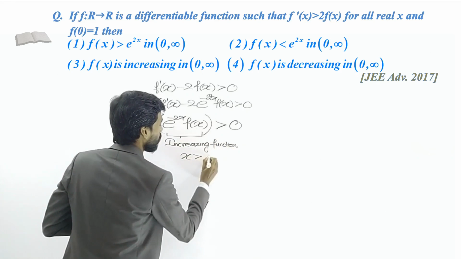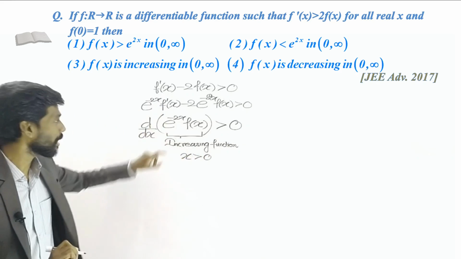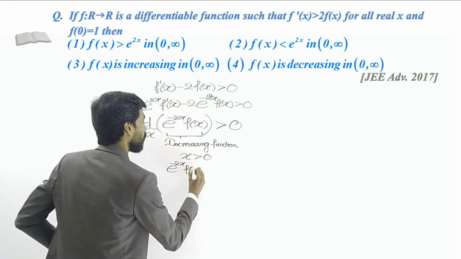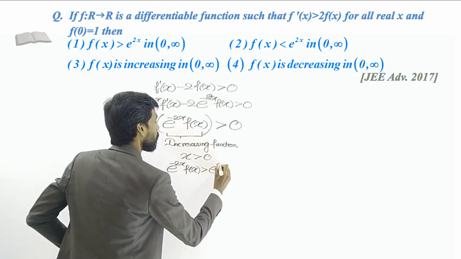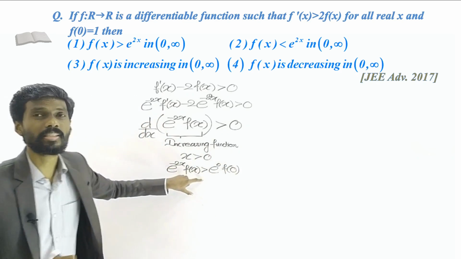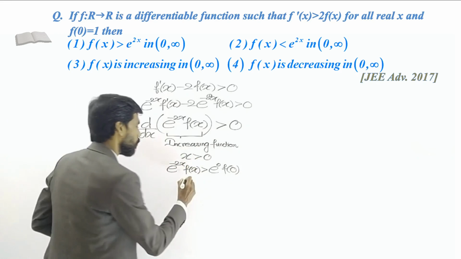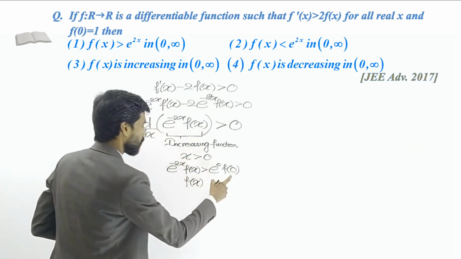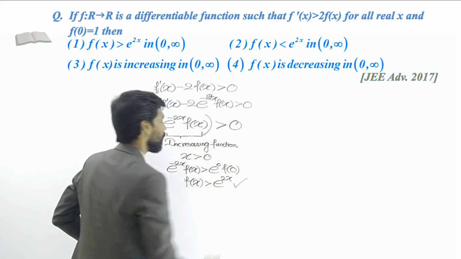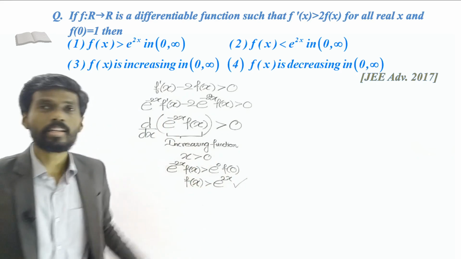So for values of x greater than 0, if you apply this function, the same inequality is retained, right? Because it is an increasing function. So x is greater than 0, e to the minus 2x f of x is greater than e to the power 0 f of 0. Alright, same inequality, greater than, because it is an increasing function. For a decreasing function, this will be reversed. So now we get the value of f of x. So f of 0 is given as 1. So f of x is greater than e to the power 2x. That's all. So this is the relation satisfied by the function f of x. For positive values of x, f of x is greater than e to the power 2x.